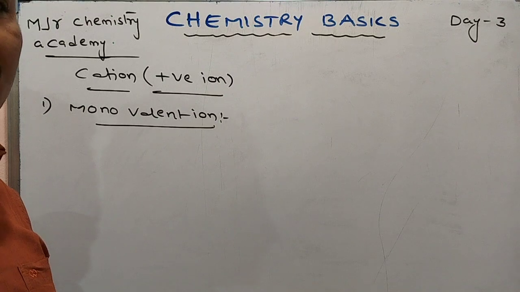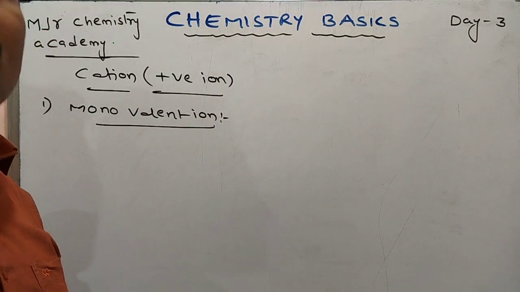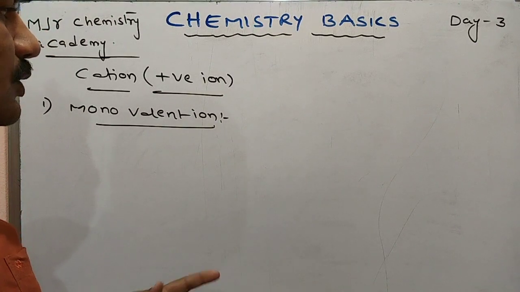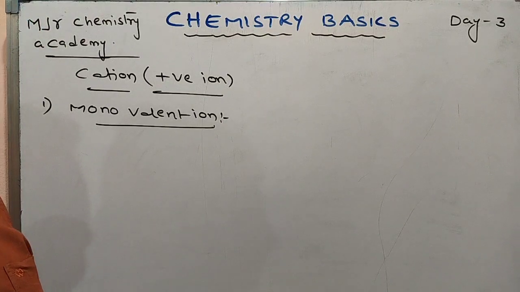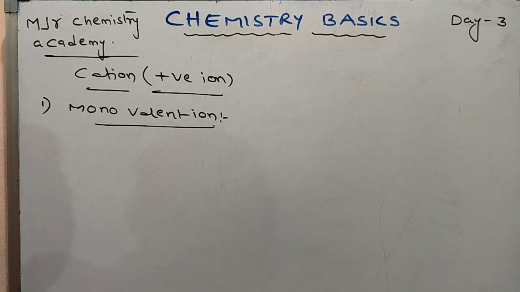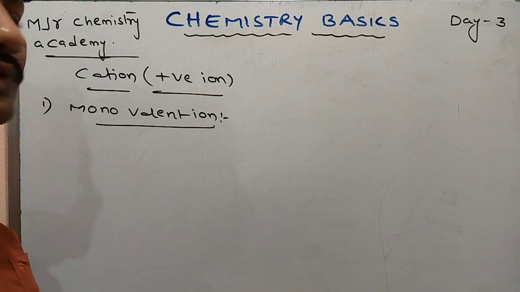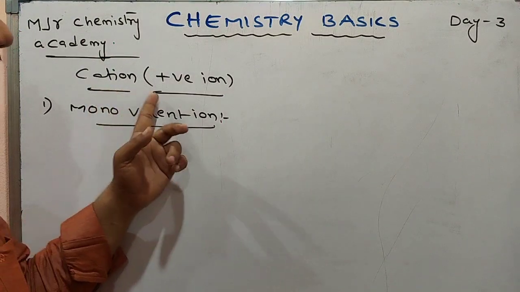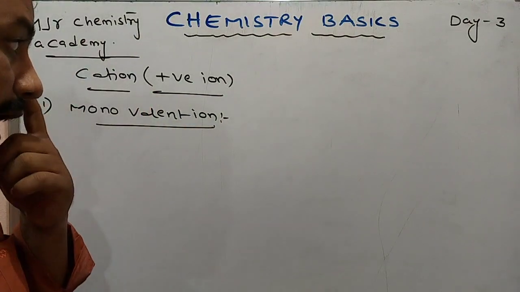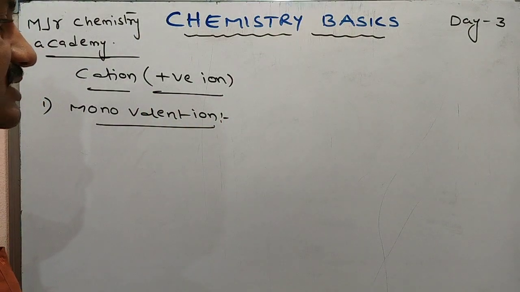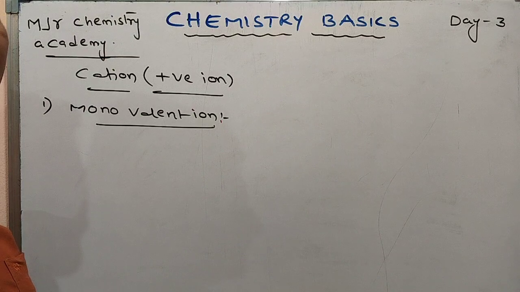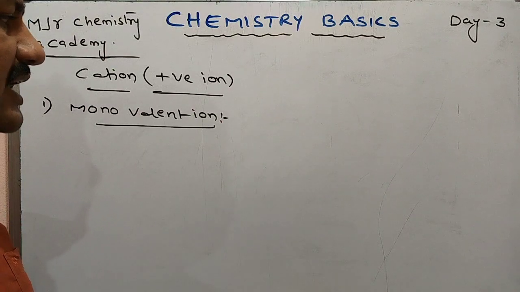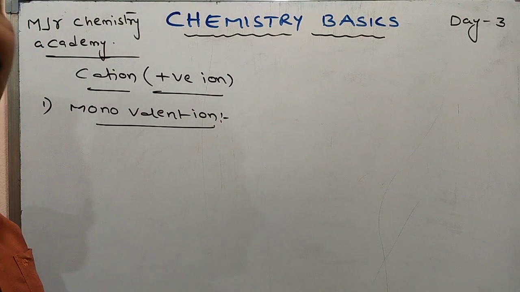This is Jagan Munakala. Today's topic is how to write chemical formulas. Before that, you should have an idea about ions. We already know there are two types: positive ions and negative ions. Positive ions are named cations. Ions are also classified based on valency as monovalent, bivalent, trivalent, tetravalent, pentavalent, and so on.